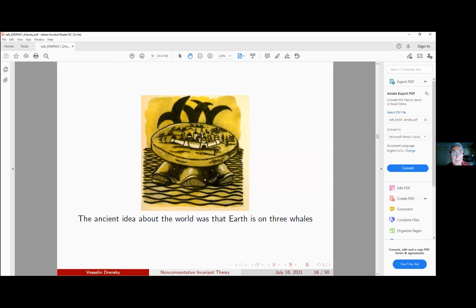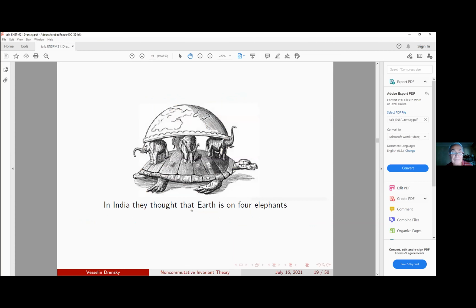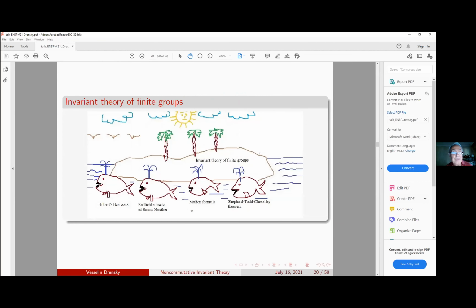And now, you know that the old Greeks thought that the world is flat and is on three whales. In India, they thought that there are four elephants. And now if you go to the invariant theory of finite groups, I shall try to make a similar picture. You have several theorems: the Molien formula, the theorem of Emmy Noether that finite groups have finitely generated algebras of invariants, the Hilbert basis theorem, and the Shephard-Todd-Chevalley theorem, which states that the algebra is polynomial if and only if the group is generated by pseudo-reflections.